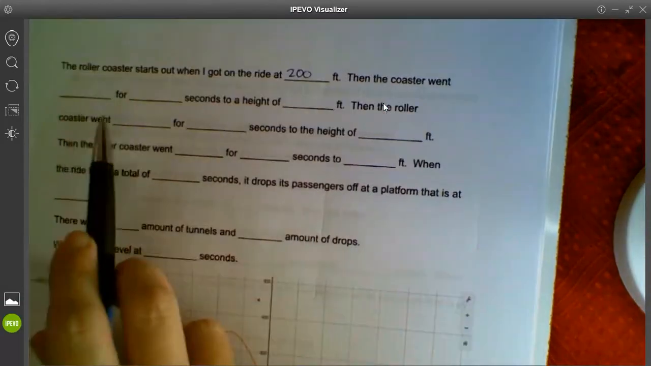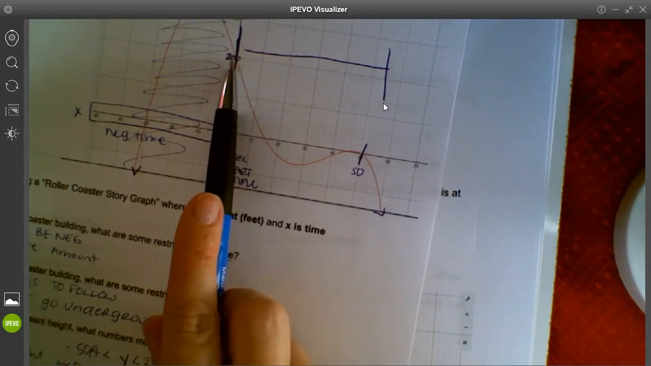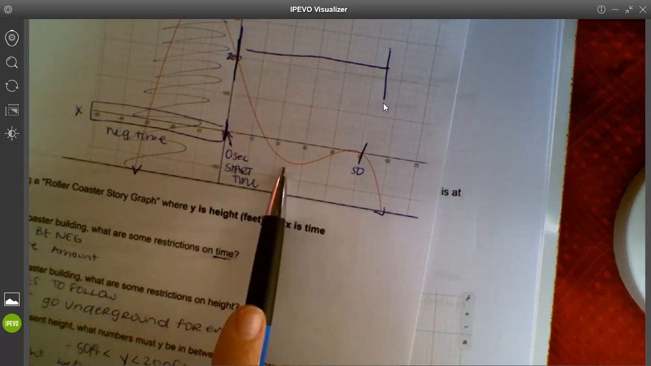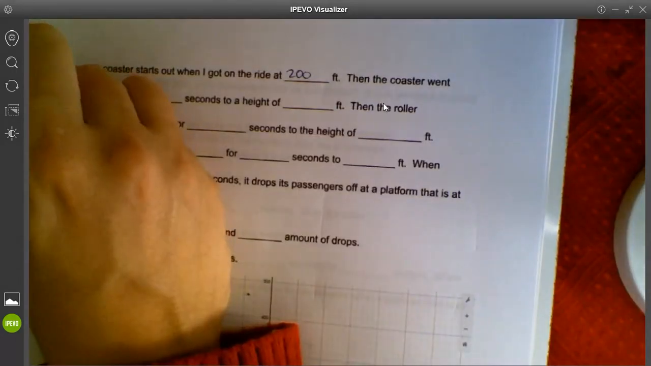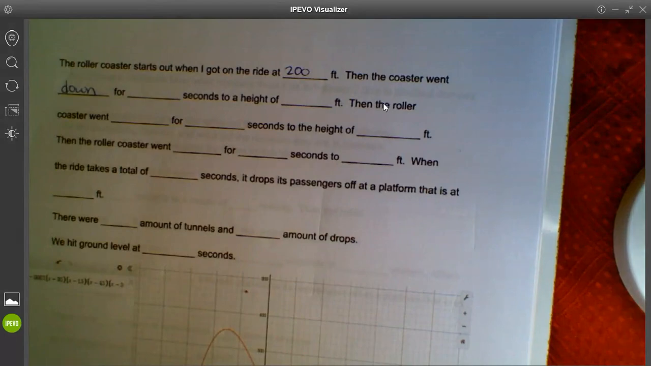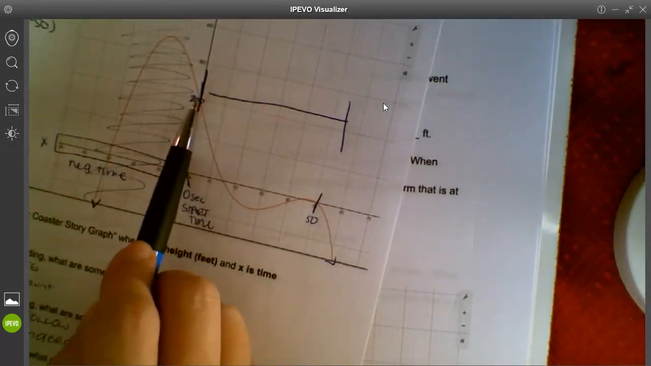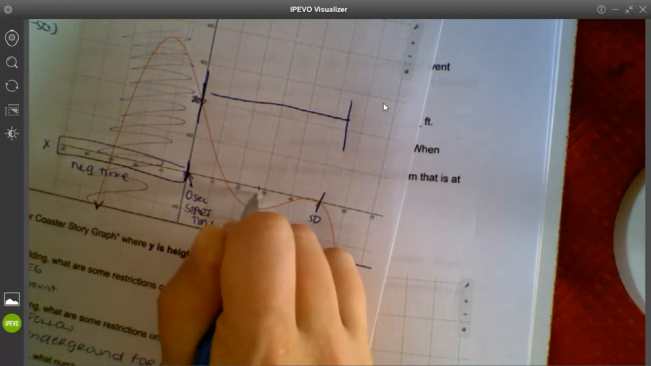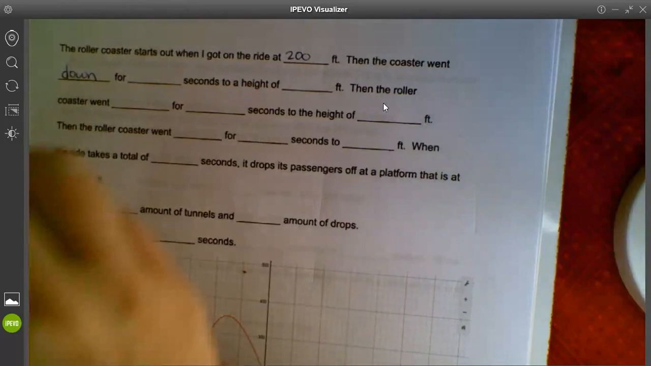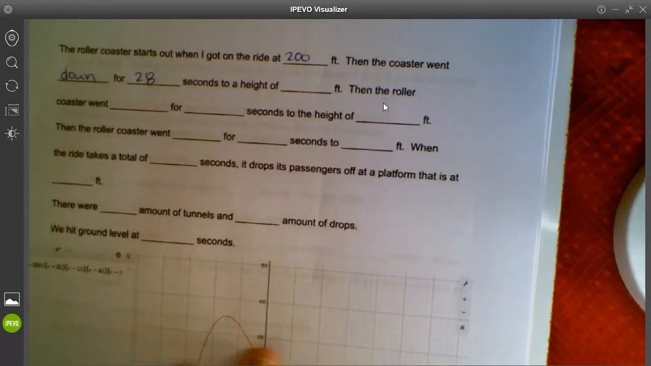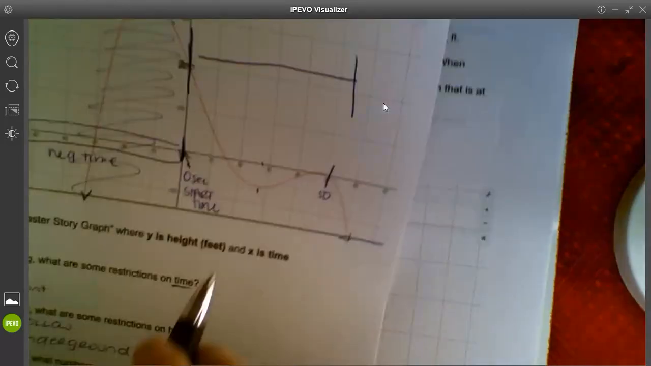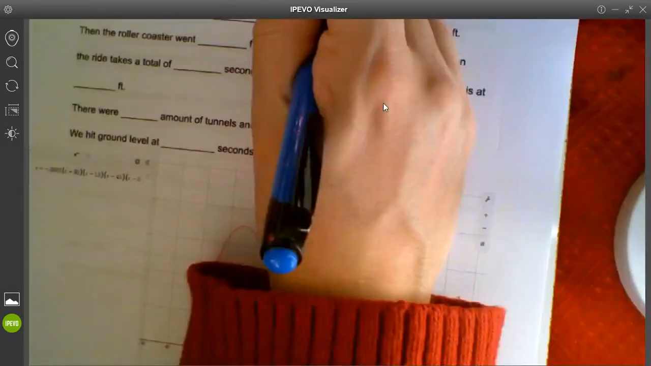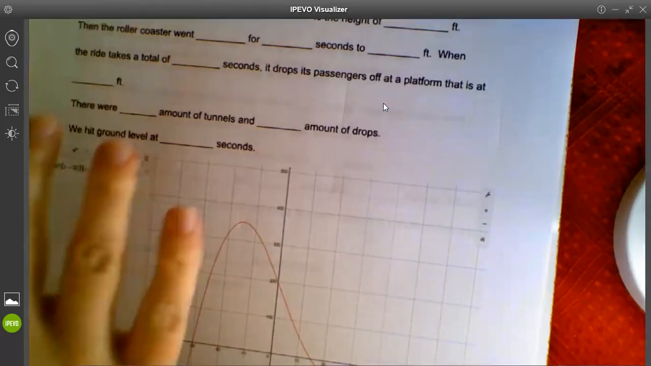Then the coaster went where? So I got on the roller coaster and it started. Immediately I went down. For how many seconds did I go down for? I kept going down until about this spot. So that's about 28 seconds. To a height of how many feet? How far down did I go? I went down to about negative 50 feet.